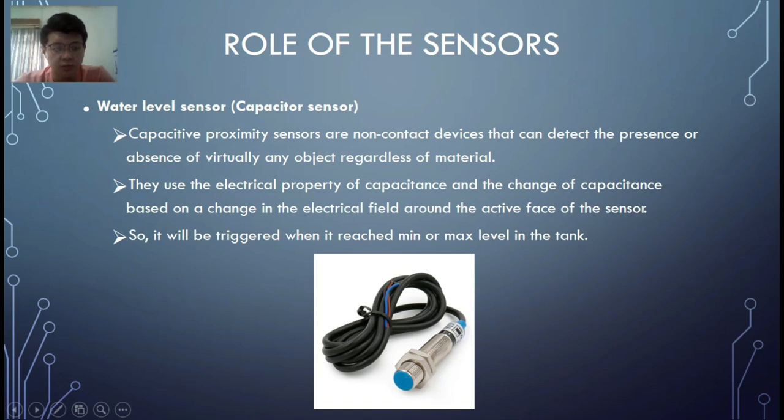Next, I will explain the role of the sensors. The first one is the water level sensor, which we can call a capacitive proximity sensor. It is a non-contact device that can detect the presence or absence of virtually any object regardless of material. It uses the electrical property of capacitance and the change of capacitance based on the change in the electrical field around the active surface of the sensor. So it will be triggered when it reaches the maximum or minimum level in the tank.